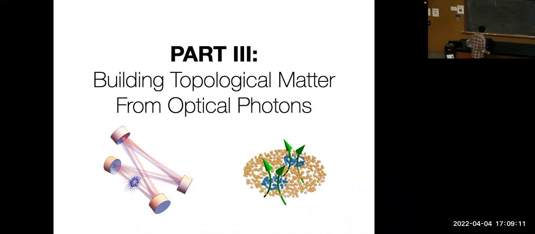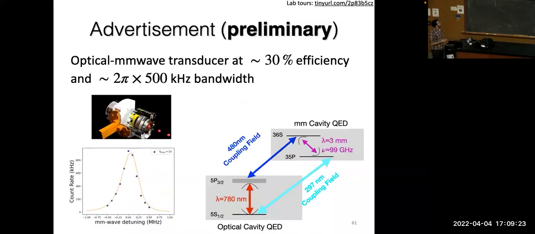Okay, so the only other thing that I need to do is, I guess, two things. One is plug a new experiment that just started working, where we've actually succeeded in interconverting optical and millimeter wave photons using a cryogenic cold atom experiment where the Rydberg atoms are co-trapped inside of optical and millimeter wave resonators. So this is a super fun experiment. If any of you are looking for a graduate project or a doctoral project, this is a fun one. The other ones are fun too.